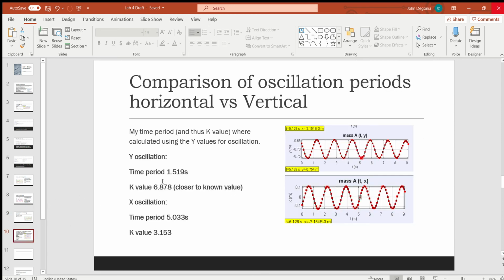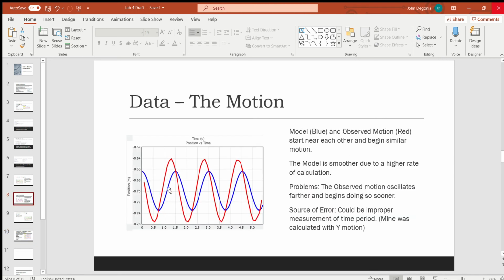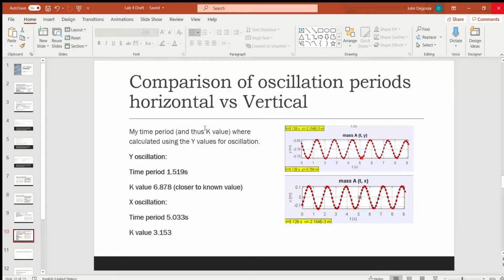So why was our data funky? Why was the oscillation farther than it should be? Well, it has to do with how we're calculating oscillation. So I used the oscillation in the y direction, which had a time period of 1.519 seconds, and a k value of 6.878, or at least that's what I found. That's a little closer to the known value, although not exactly the same thing.